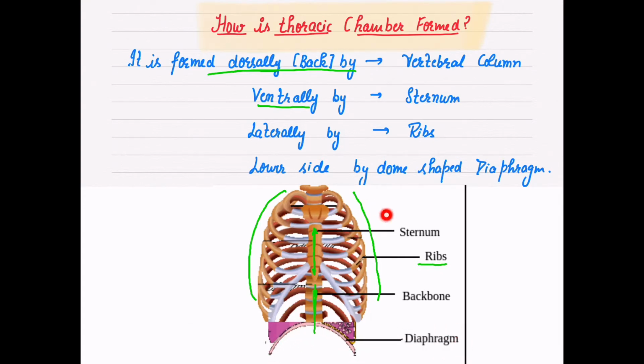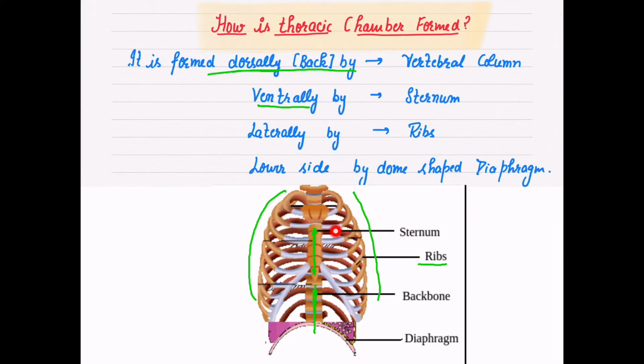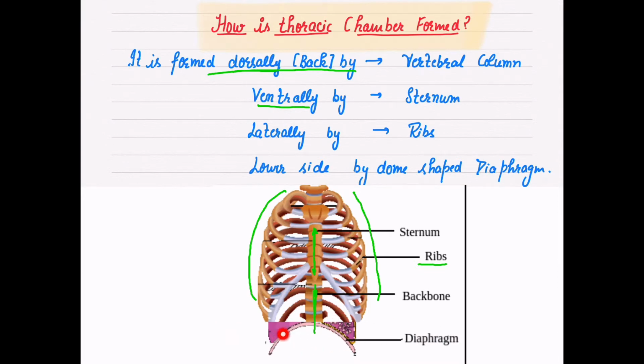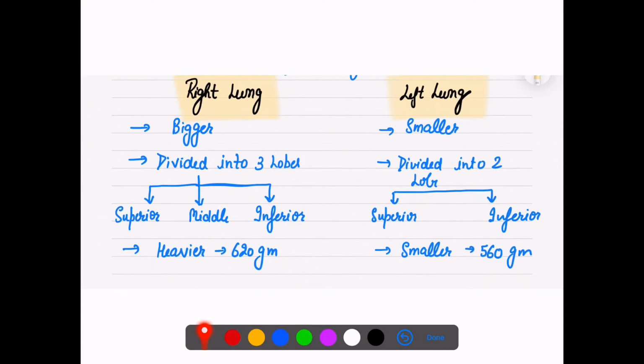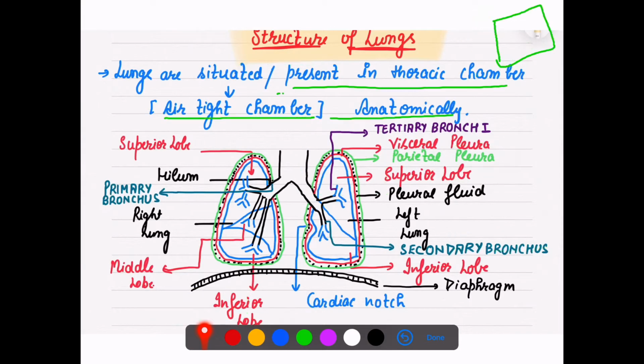So now look at the cover. On the back side the vertebral column is coming, on the front side there is a sternum, and on both lateral sides it is covered with the ribs, 12 pairs of ribs, and at the lower side there is a dome shaped diaphragm. That is the reason we are saying that our thoracic chamber is completely tightly packed.